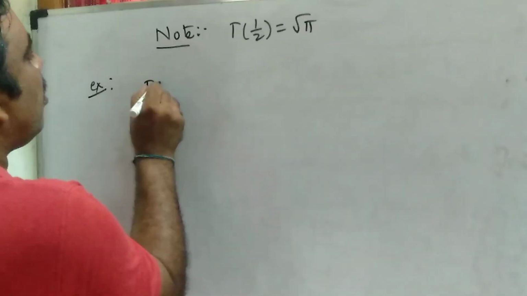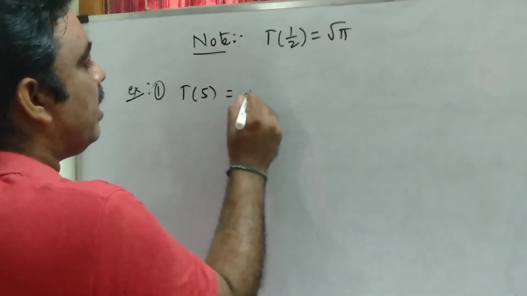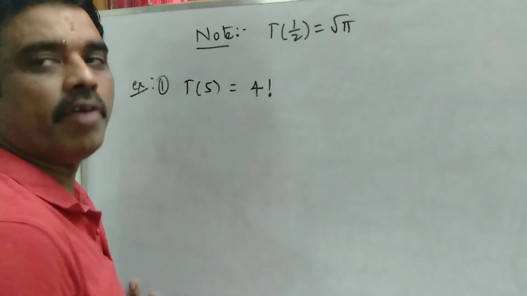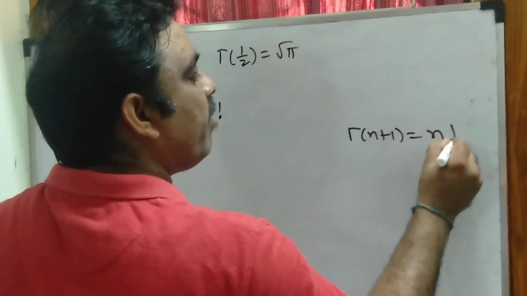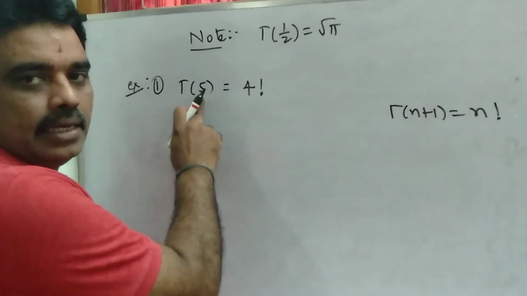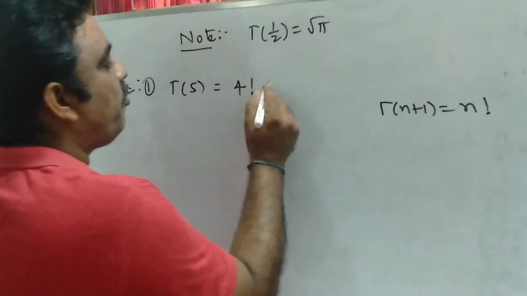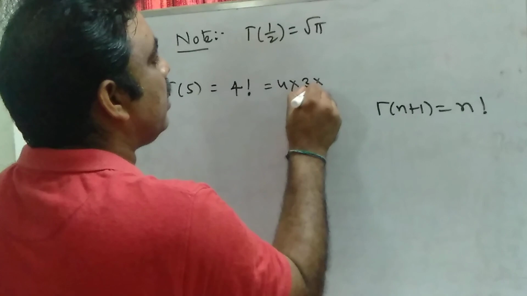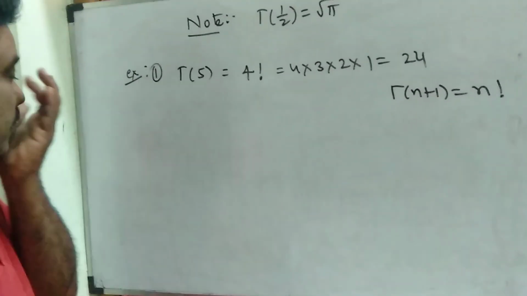So what is gamma of 5? Example 1. Gamma of 5 is nothing but 4 factorial. We know that gamma of n plus 1 is n factorial when n is an integer. Here 5 is an integer. So gamma of 4 plus 1, that is 4 factorial, that is 4 into 3 into 2 into 1, the value is equal to 24.